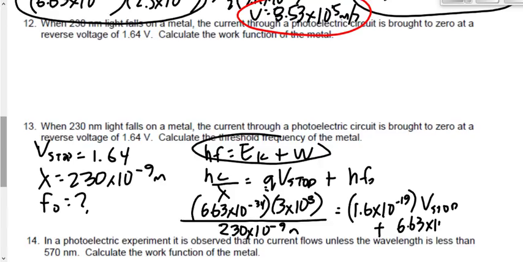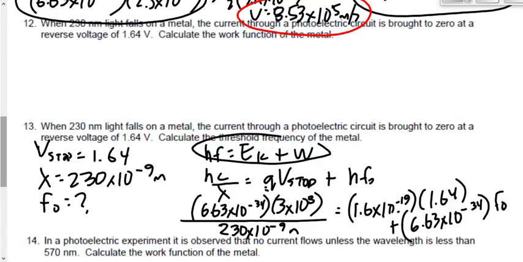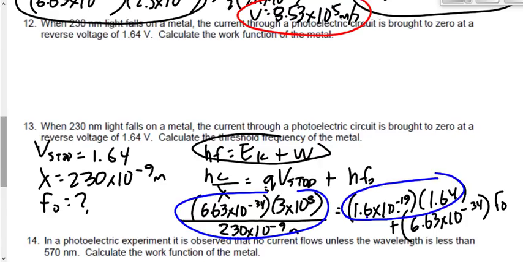6.63 times 10 to the minus 34 times the threshold frequency. Oh, wait. Wait, we have the stopping potential. It is 1.64 plus 6.63 times the threshold frequency. So get this number. Take it over by subtracting, yeah? And then we take the 6.63 over by division, yeah? And we end up with, in number 13 for the threshold frequency, what is it, 9.09 times 10 to the 14 hertz.